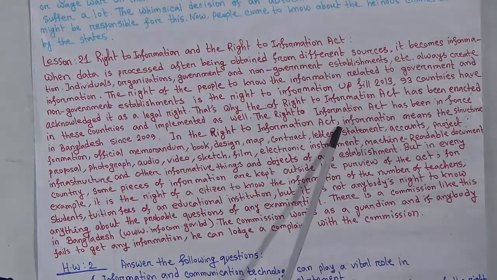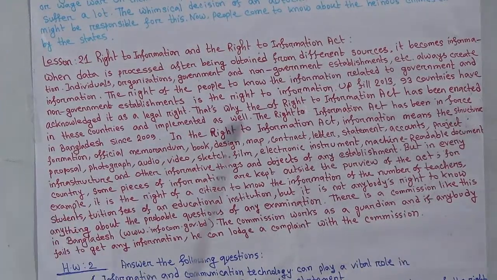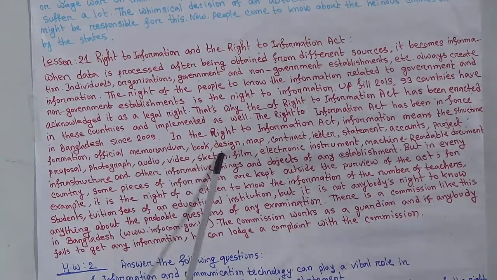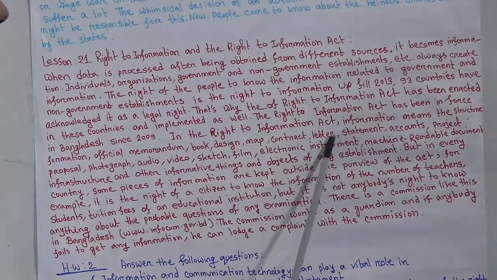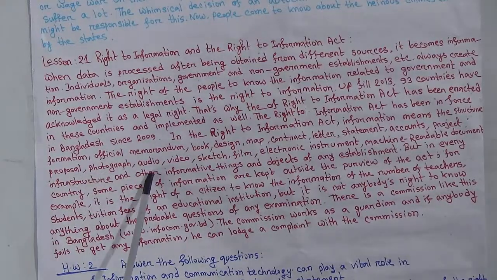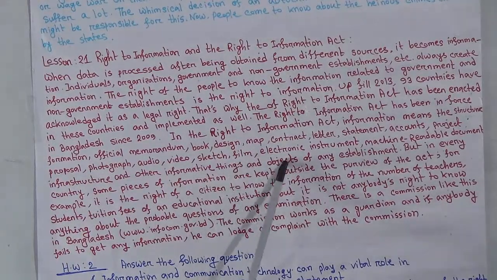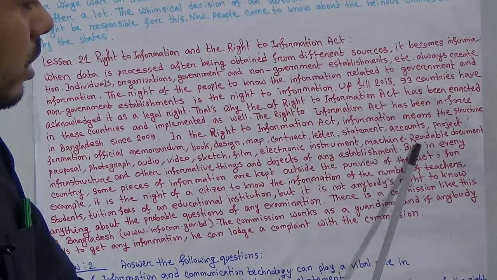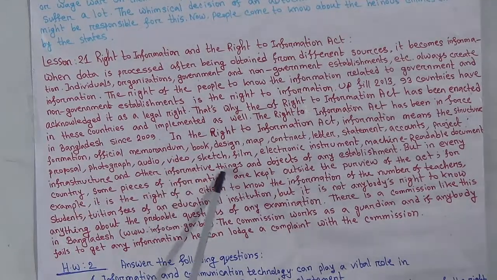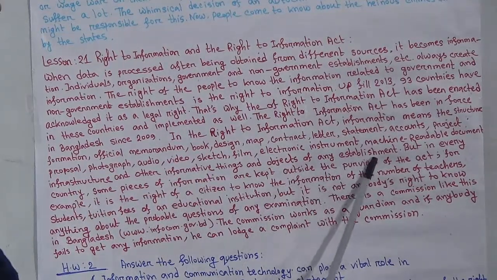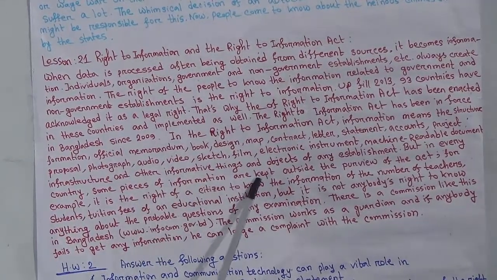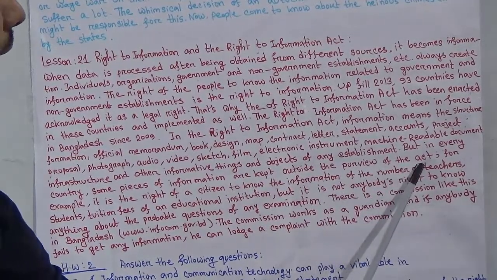In the Right to Information Act, information means the structure, information, official memoranda, book, design, map, contract, letter, statement, accounts, project, proposal, photograph, audio, video, sketch, film, electronic instrument, machine-readable document, infrastructure and other informative things and objects of any establishments. But in every country, some pieces of information are kept outside the purview of the Act.